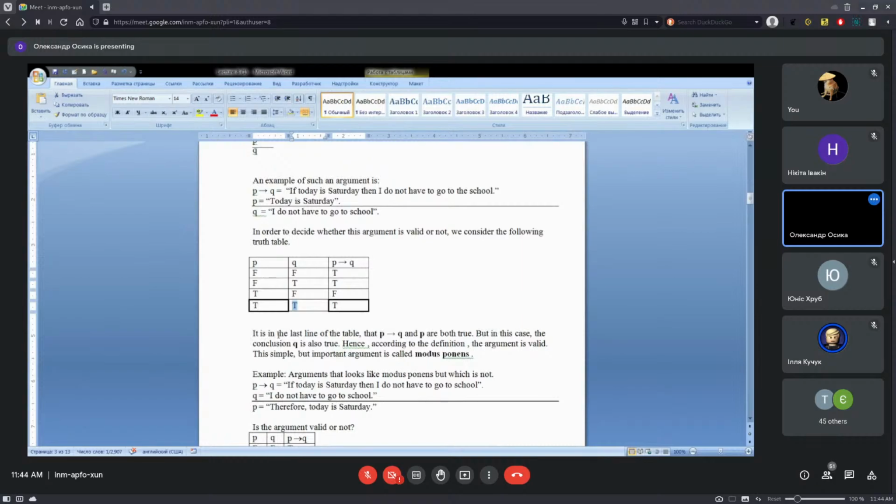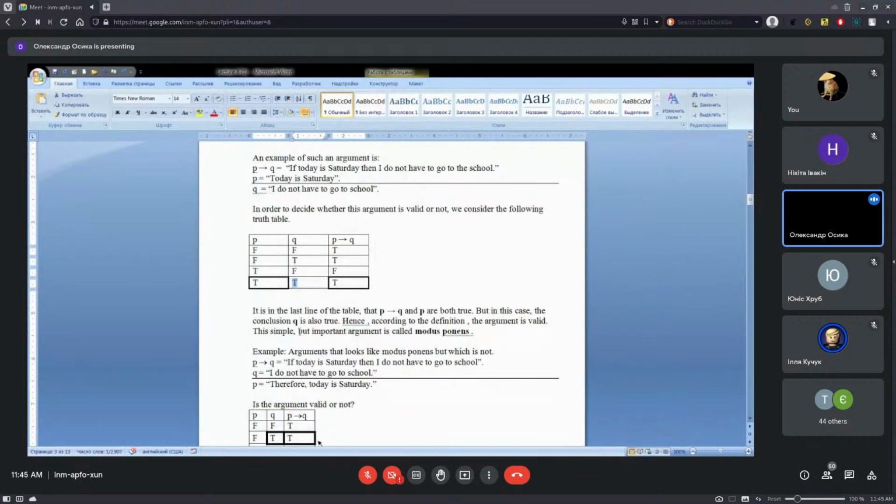It is the last line of the table that P implies Q and P are both true. But in this case, the conclusion Q is also true. Hence, according to the definition of the argument, the argument is valid. This simple but important argument is called modus ponens.